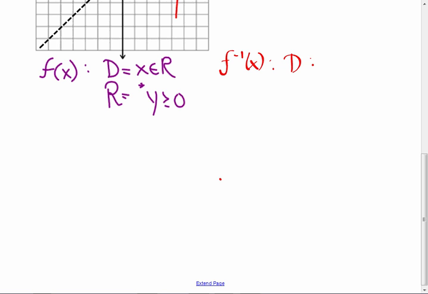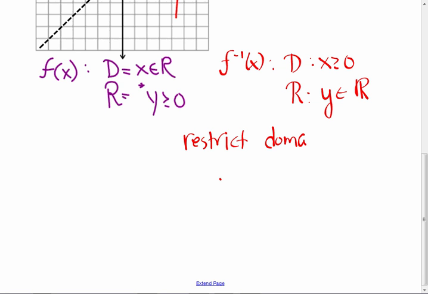It's the y value. So x is greater than or equal to 0. And what happens to the range now? The y is everything. We have to restrict it, because you don't want an inverse that's not a function. Because then it doesn't behave like a function. You can't talk about continuity. You can do derivatives, but it's tricky. So restrict the domain so that x is greater than or equal to 0.